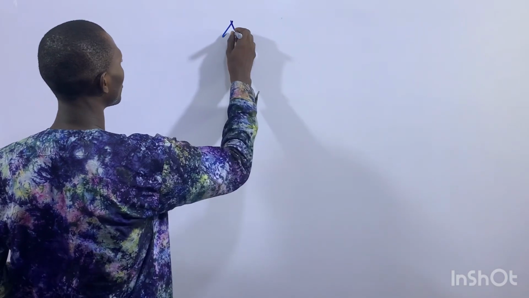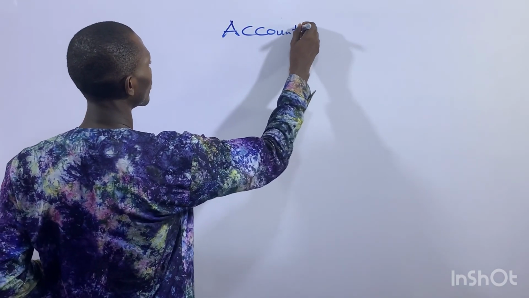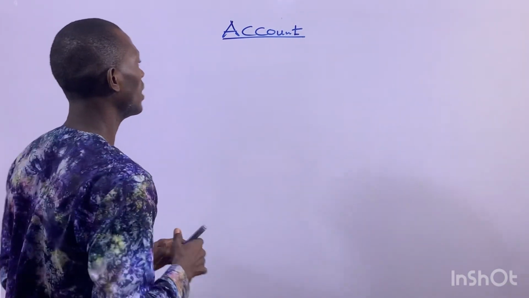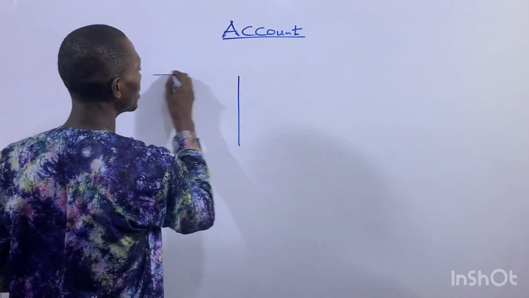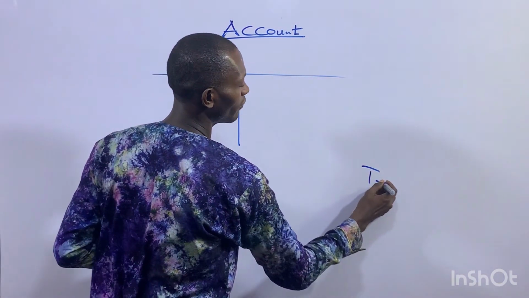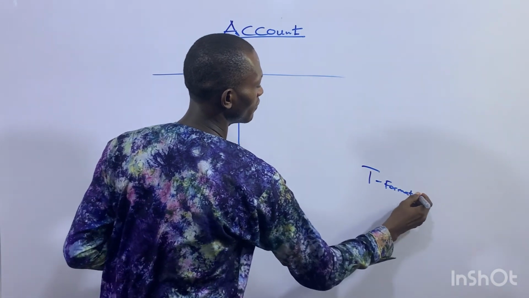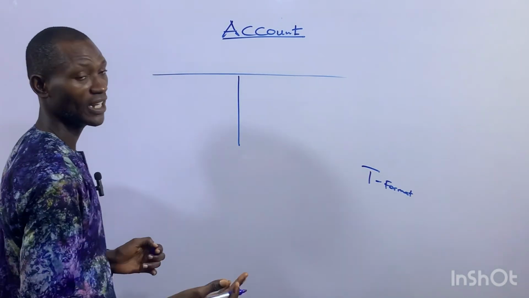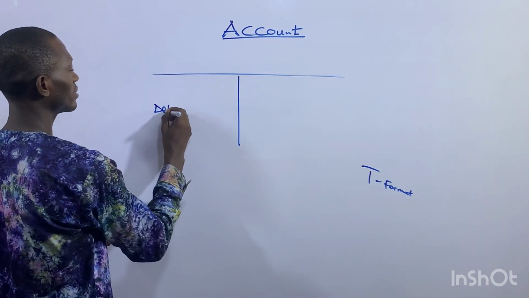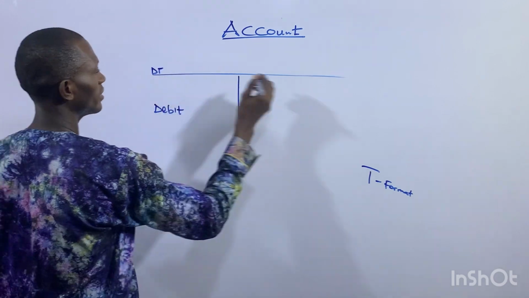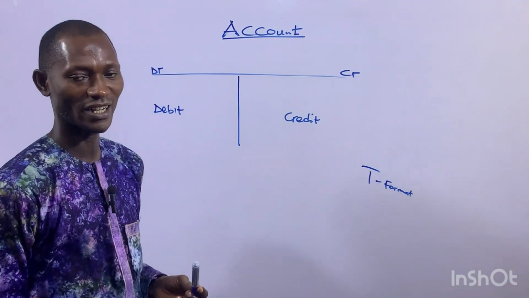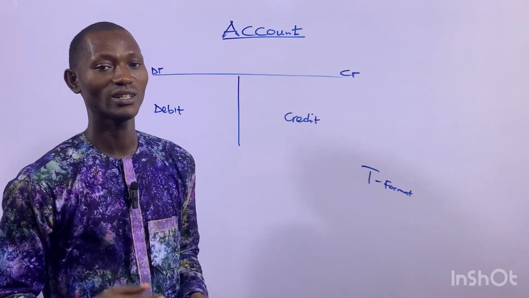So accounts, like we said, let me describe how an account looks like. This is the simplest form of an account. We call it T format. An account is classified or divided into debits and credits. This is the debit side, and this is the credit side.